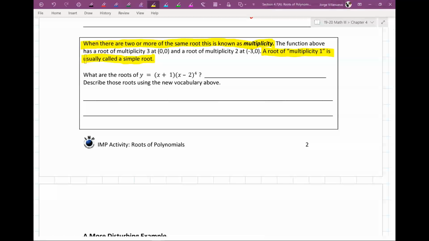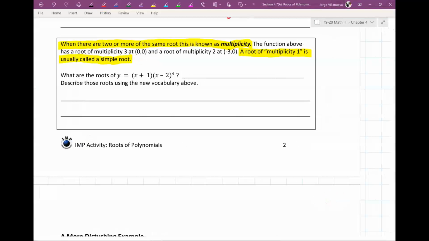So the question I had you guys do says, what are the roots of the following? y equals (x plus 1) times (x minus 2) to the 4th. So let's go ahead and solve that. We'll do it a little bit on the side so we can list it. First off, I'm going to take the first thing they list, x plus 1, and set it equal to 0. When I do that, I solve by subtracting 1, and I get -1. So one of the roots is x equal to -1.